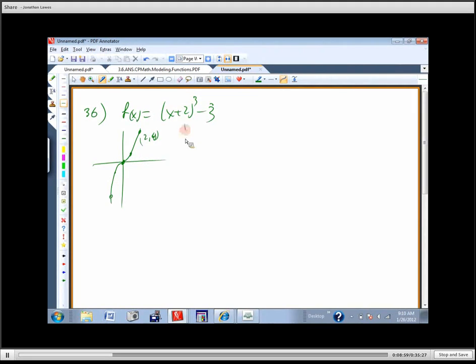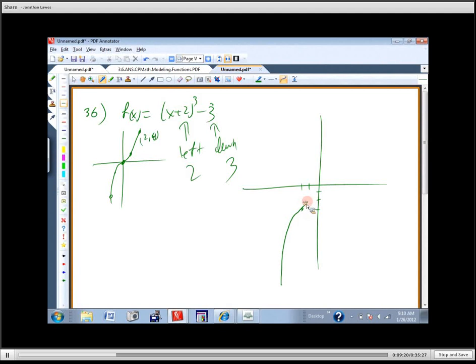We're going to take that graph, and what does the plus 2 do to it? Left 2. And what does the minus 3 do? Down 3. So we're going to move it 1, 2, 1, 2, 3, down here. It's going to look exactly the same, but we need to label a couple points so we can convince people we know what we're doing. They should definitely label that center point, what used to be at the origin. So that's going to be (-2, -3), and then probably label 1 on either side.